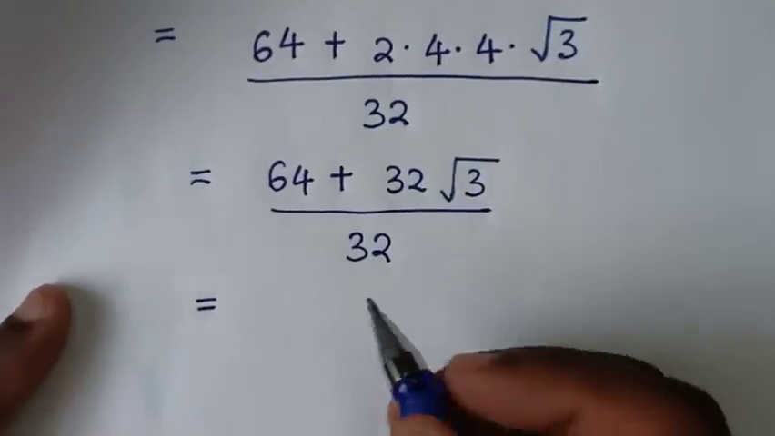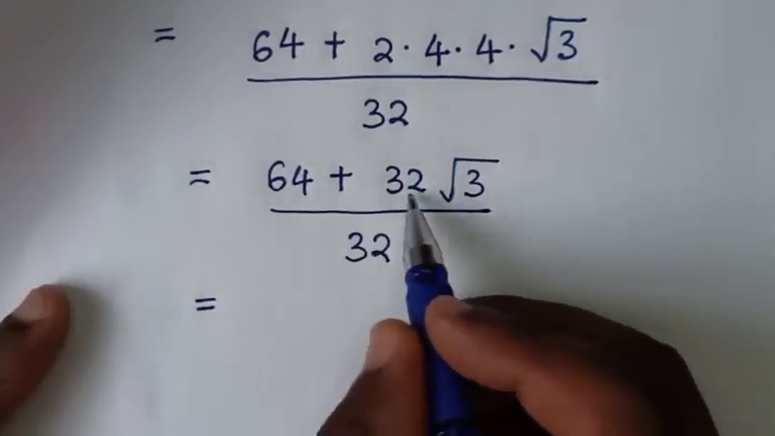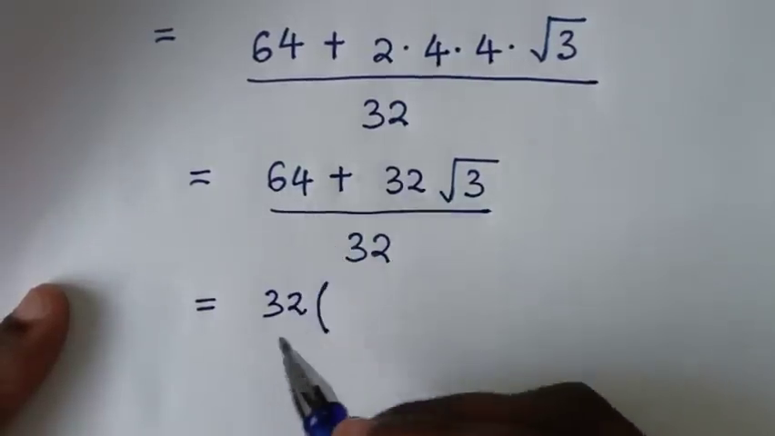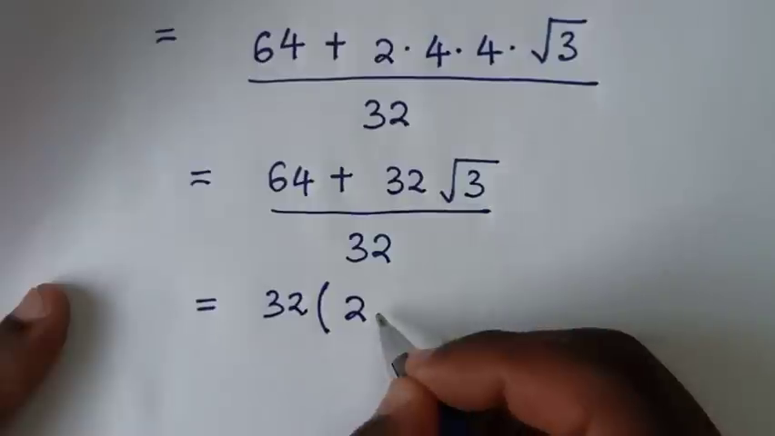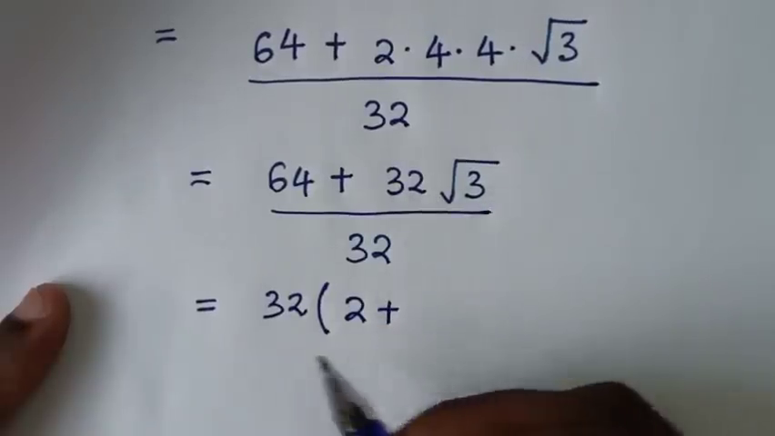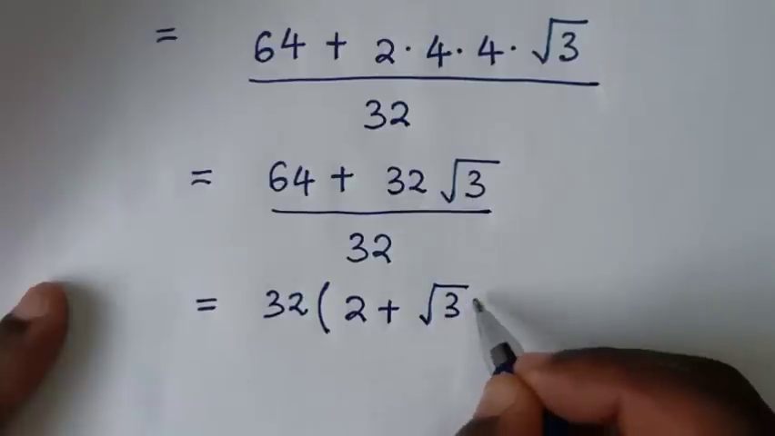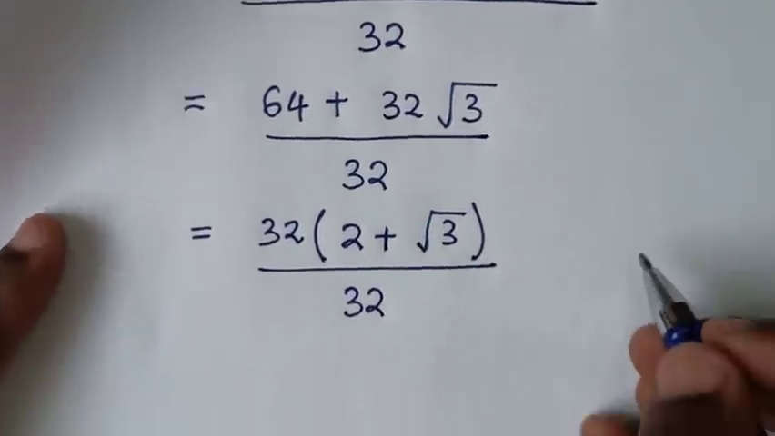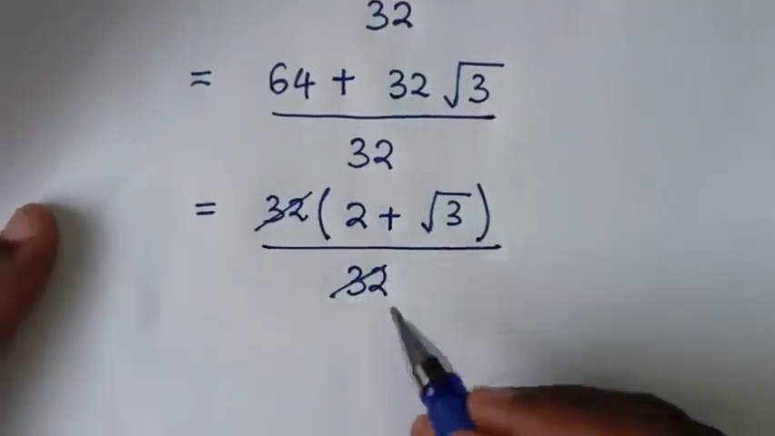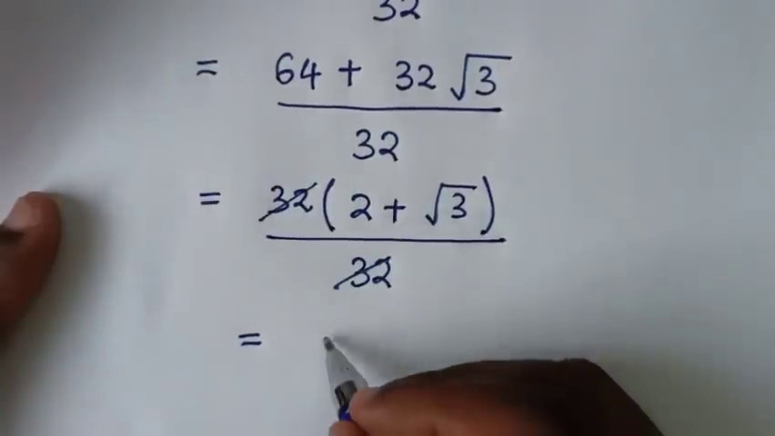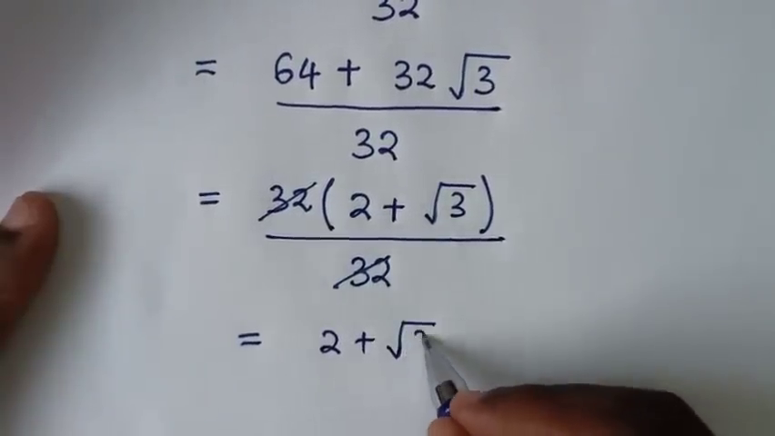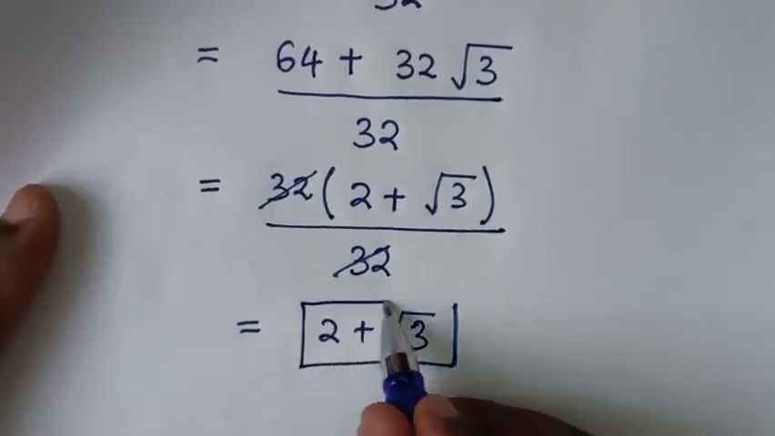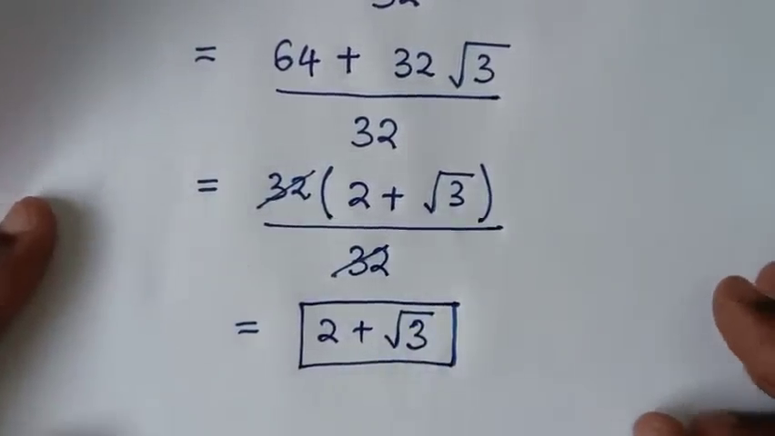Then in the numerator, 64 and 32, 32 is common. We take 32 out of the bracket: 64 divided by 32 is 2, plus 32 square root of 3 divided by 32 is square root of 3, bracket, then over this 32. To simplify, 32 and 32 will cancel. It will be equal to 2 plus square root of 3. So this is our final answer, 2 plus square root of 3, same as the answer in the first method.